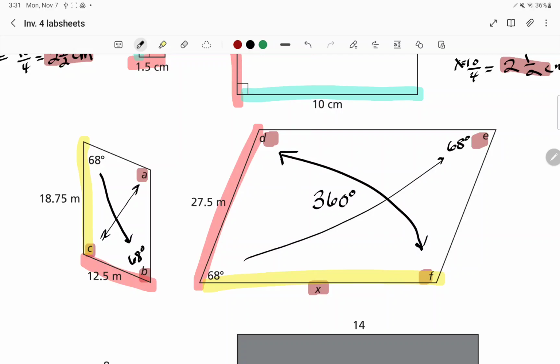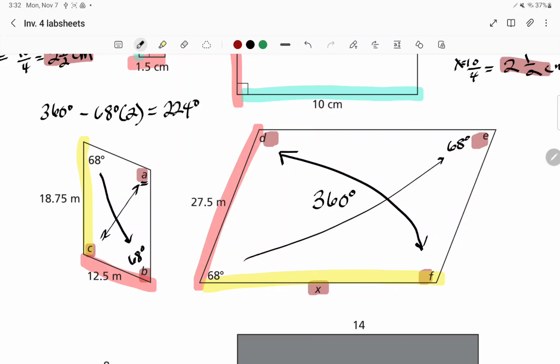All right, well, we know that the angles in a quadrilateral will add up to 360 degrees. So we're going to take 360 degrees total, and we're going to subtract away what we know. So we know these two angles are 68. And there's two of them, so we'll just do 68 times 2. 360 minus 68 times 2 gives us 224.